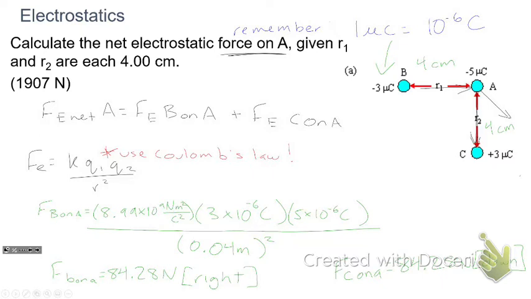Okay, but what we have here is one force in the horizontal direction and one in the vertical direction. So then we need to find our resultant vector. Yeah, because B is pushing A to the right, and C is pulling A downwards. So this is C on A, and this is B on A, and this is just our F_E net there.